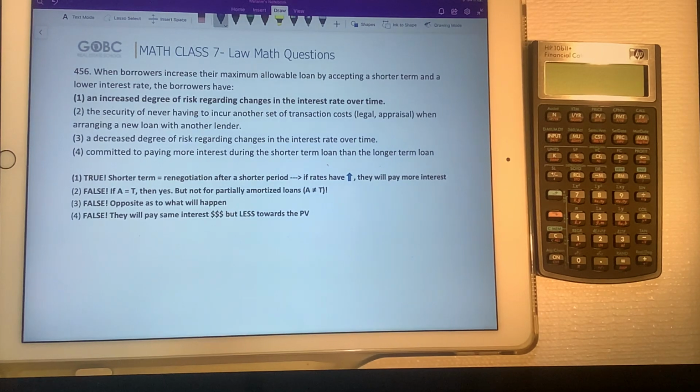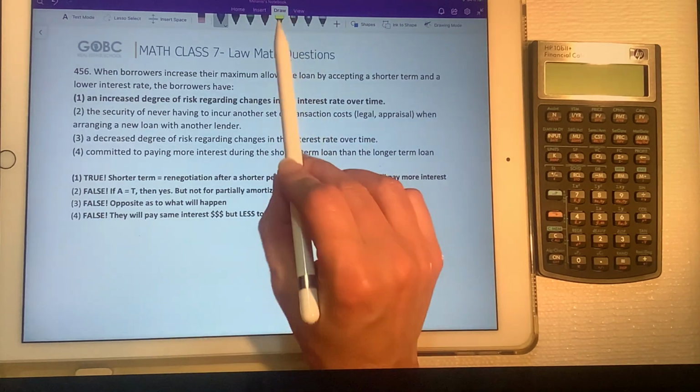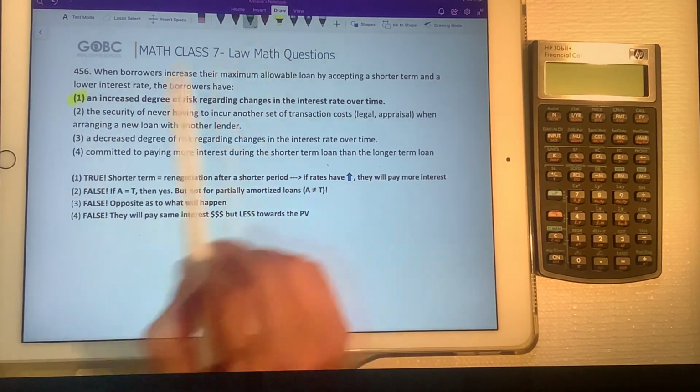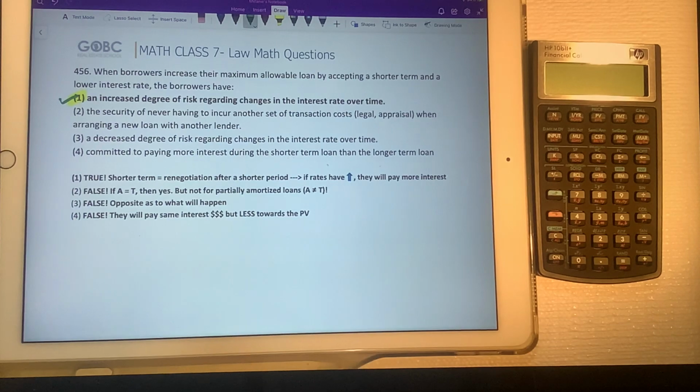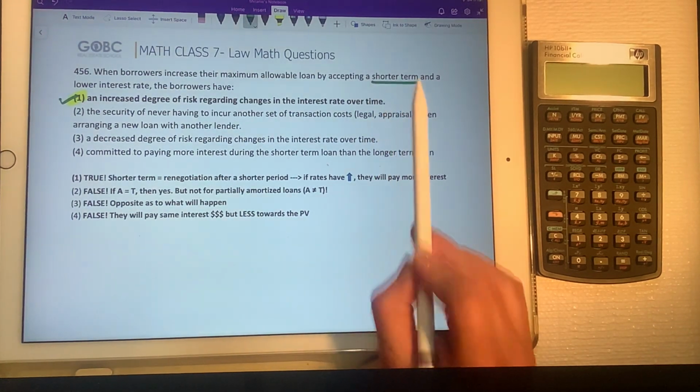456 is when borrowers increase their maximum allowable loan by accepting a shorter term and a lower interest rate. What do borrowers have? So they have a situation where they would have an increased degree of risk regarding changes in the interest rates over time. So why is this? Well, because of that shorter term.